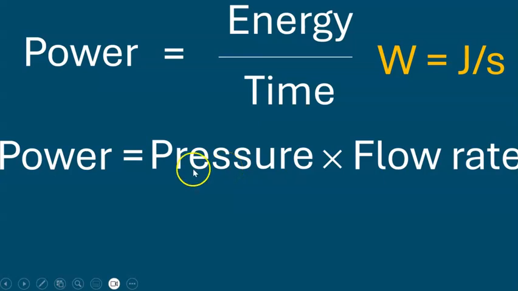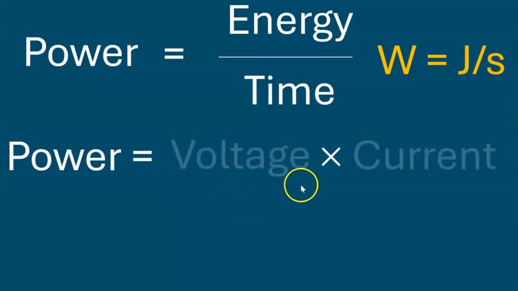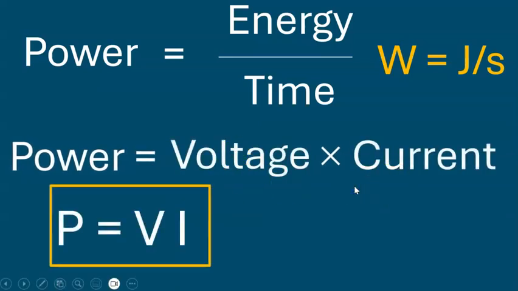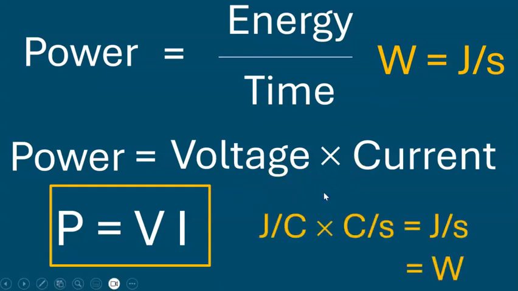And our analogy is pressure is voltage, flow rate is current, so power is equal to voltage times the current. And in simple form we have P equals VI. Just to show that unit analysis, that those basic concepts work: the definition of a volt is a joule per coulomb, so how much energy is provided to unit charge, and the current is the charge per unit time. So those charges cancel out, leaving us with a joule per second, which is a watt.